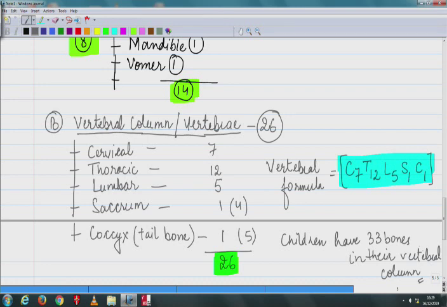So what we will do is, we will just mention over here 4 and over here 5. Just mention 4 and 5 in the brackets so that we are clear that yes, this is the number of bones in the sacrum and coccyx respectively. Fine? Sorted?